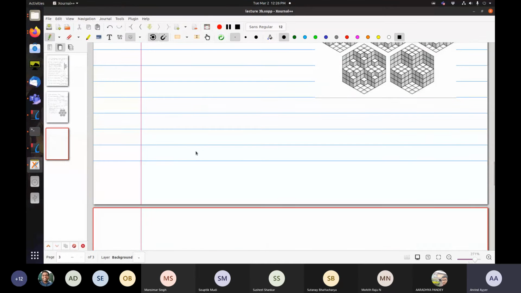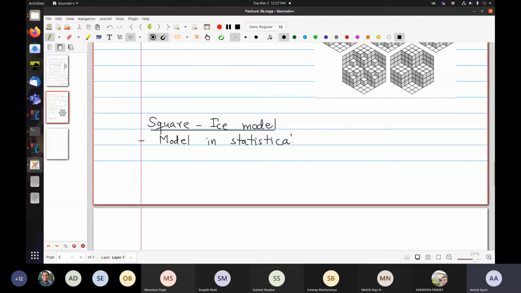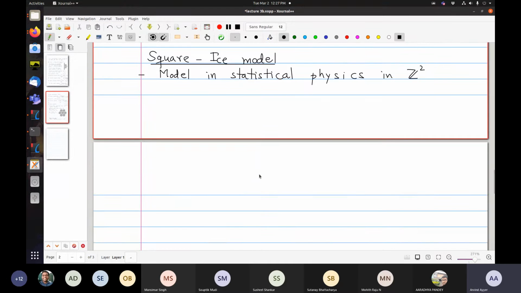Right. So this is called the square ice model. This is a model in statistical physics, in Z2, in 2 dimensions. This is one of those what are called exactly solvable models. I'll not get into it. Let me just give you a figure to illustrate the point.